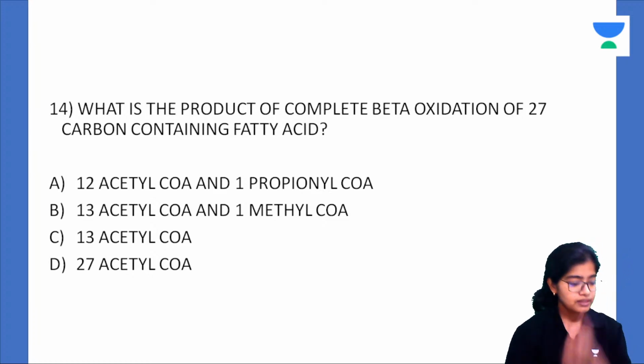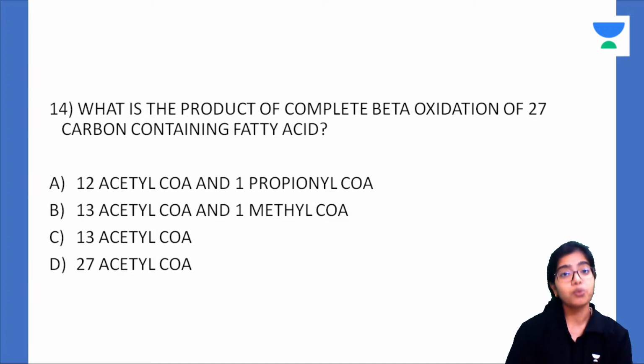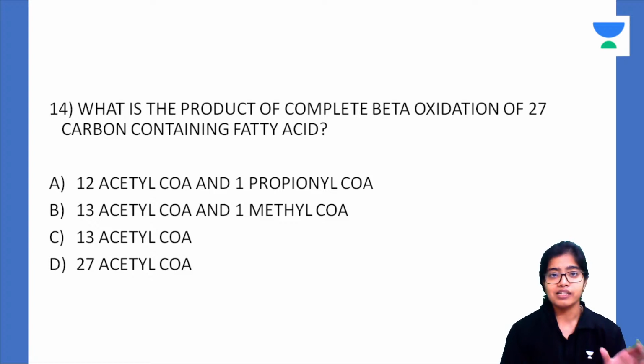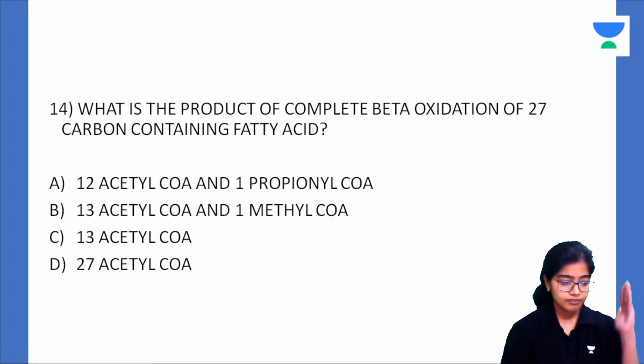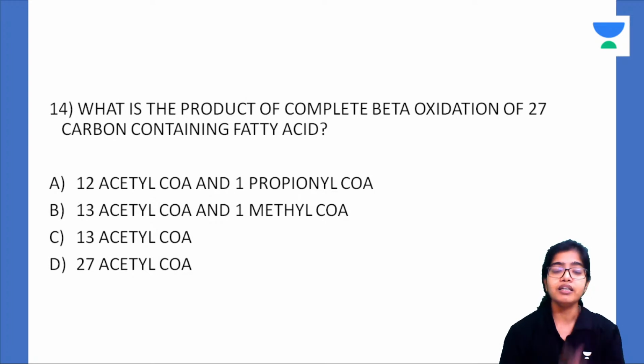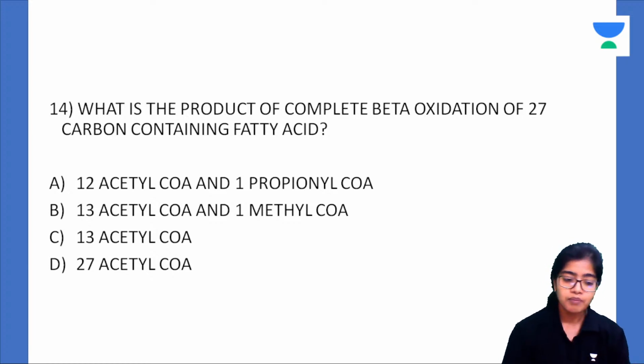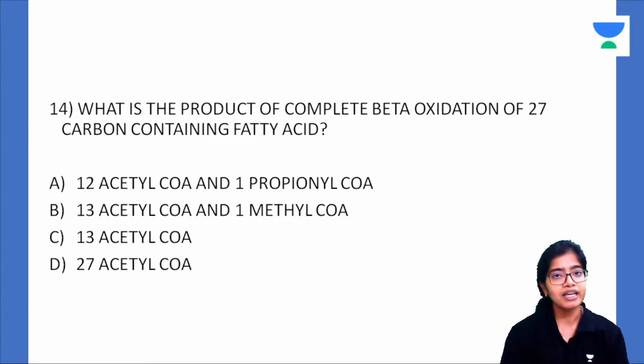Okay, so now I'll tell you the answer. The answer is A, 12 acetyl CoA and 1 propionyl CoA. Okay, and why is this so? See, during beta oxidation of fatty acids, the fatty acid molecule is cleaved successively after every 2 carbons to form 2 carbon containing acetyl CoA molecules. Okay, this is so for even number of carbon containing fatty acids.